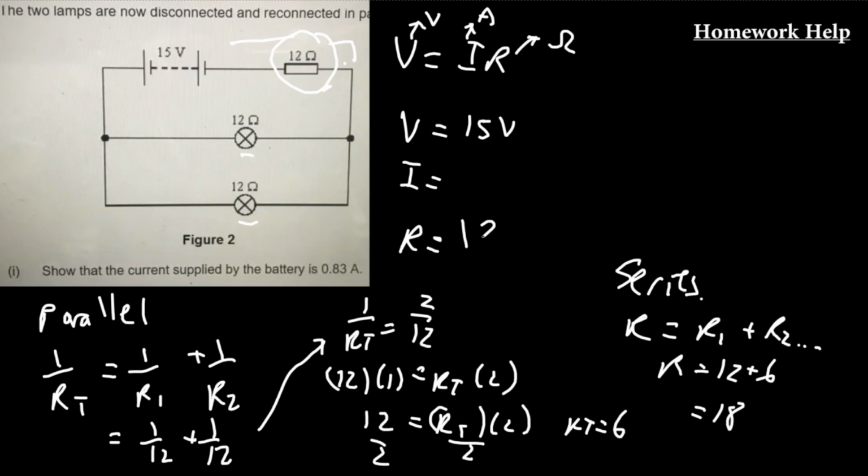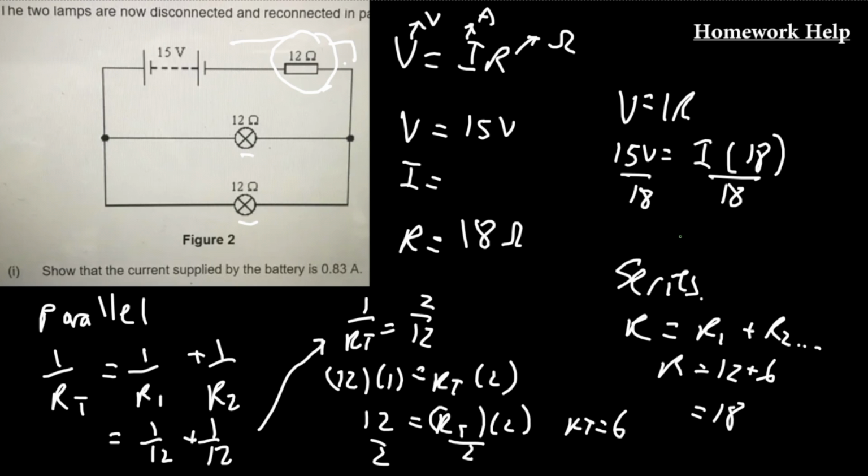Now we just plug it into the formula. So V equals IR. V gives us 15. I, we're trying to solve or verify. And R is 18. So here we divide by 18, divide by 18. So now 15 divided by 18 gives us 0.83 amps equals the current.